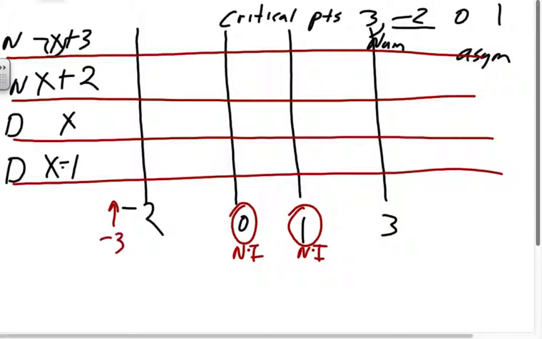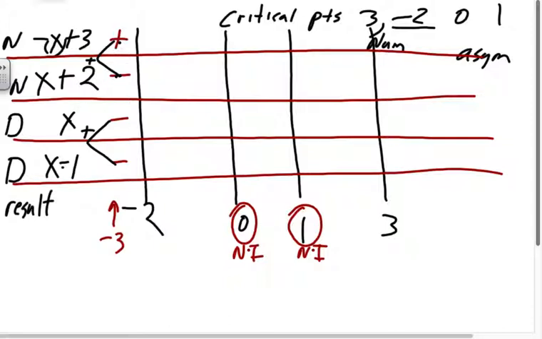Okay, so a negative with negative 3 is a plus 3. That gives me a positive. Negative 3 plus 2 is a negative. Negative 3 is a negative. Negative 3 minus 1 is a negative. So here I come in. Remember, these are my numerators. So a positive times a negative gives me a negative, and a negative times a negative gives me a positive. And I need my result down here.